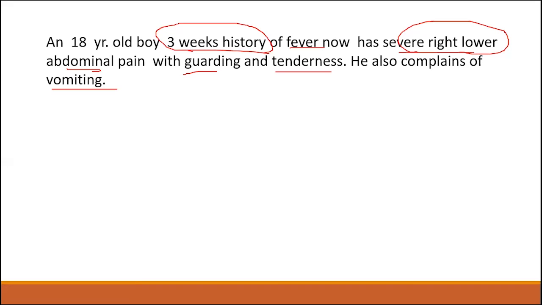So you complain about vomiting as well. So, what is your likely diagnosis? Definitely, you are thinking of what? An appendicitis or acute appendicitis.